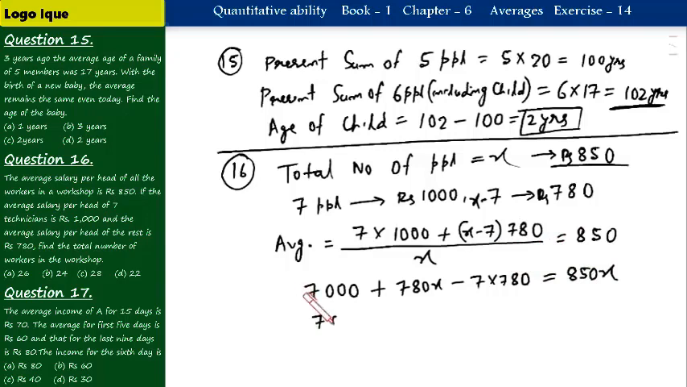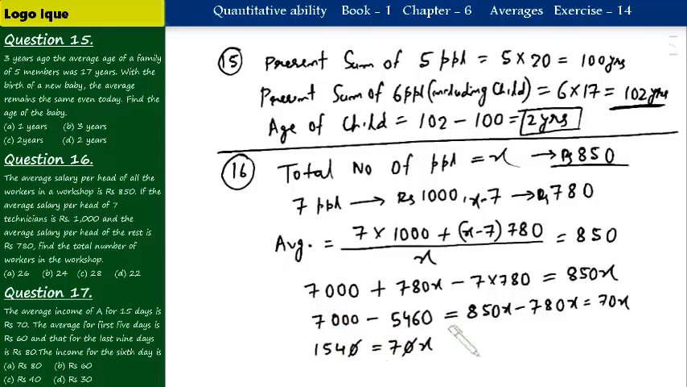Okay, so we have 7000 minus 7 into 780. 7 8s are 56, so 5460. That is equal to 850 minus 780, times X, which is 70X. Now 7000 minus 5460 is 1540, equal to 70X. So the zeros get cancelled and we have X equal to 154 upon 7, which is 22.